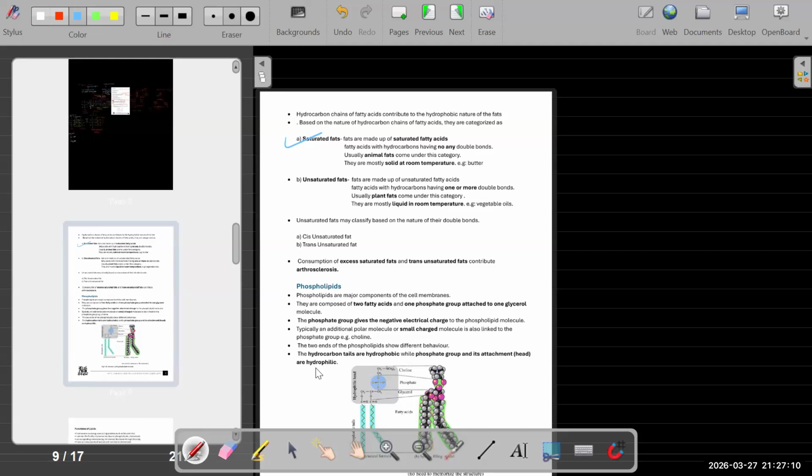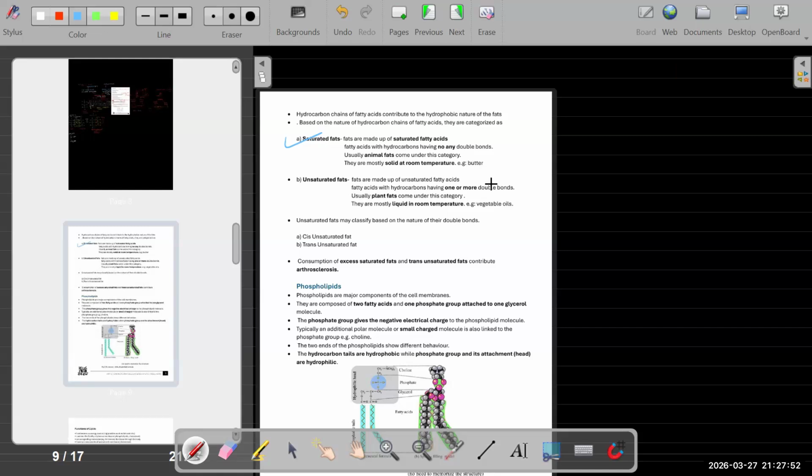Yes, sir. Now we are coming to unsaturated fats. A similar idea: unsaturated fats are made up of unsaturated fatty acids. Fatty acids with hydrocarbons having one or more double bonds. Usually plant fats come under this category. They are liquid at room temperature. Example, vegetable oil. The oil we use to fry something. That oil is a fat which is called unsaturated fat because it is made up of what type of fatty acid? The vegetable oil we use.